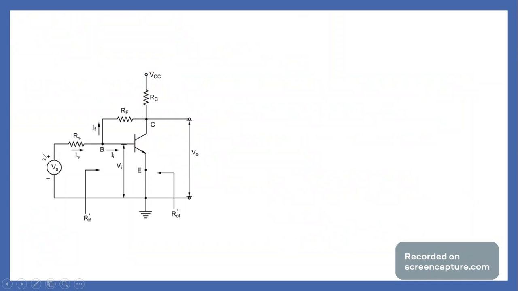Here the input is a voltage source. Rs is the source resistance present in that voltage source. This is an NPN transistor functioning in a common emitter configuration. We apply the input between the base and emitter and extract the output between the collector and emitter. And we can see RF, the feedback resistor, connected between the output and the input terminal. We need to identify the type of network.